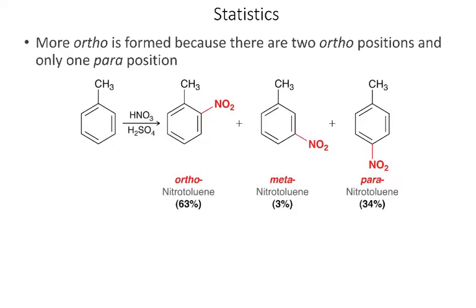Now, one other thing that we want to consider: why do we get more ortho than we do para? And we get almost exactly twice as much ortho as we do para. Well, this really just comes down to statistics. There are 2 ortho positions and only 1 para position. So we get twice as much ortho and half as much para.